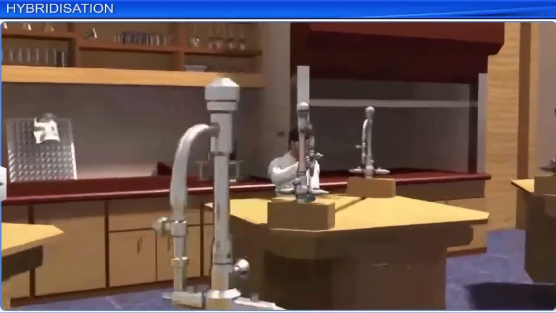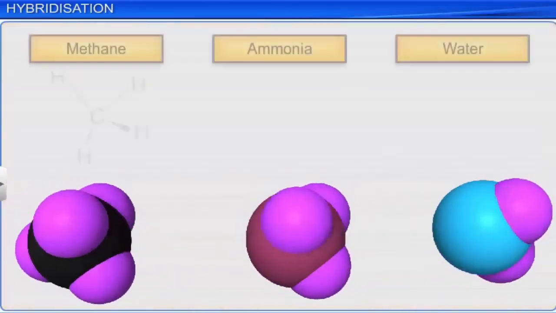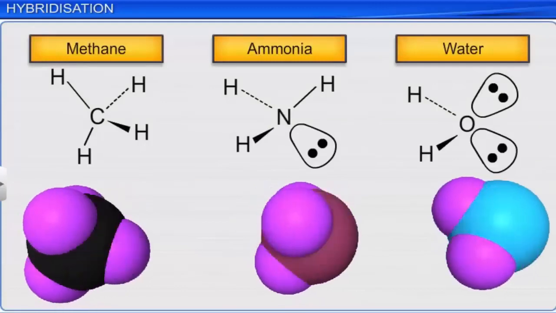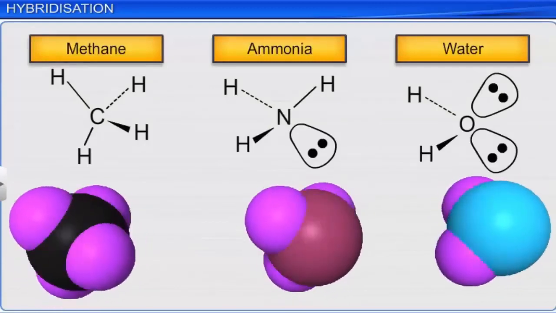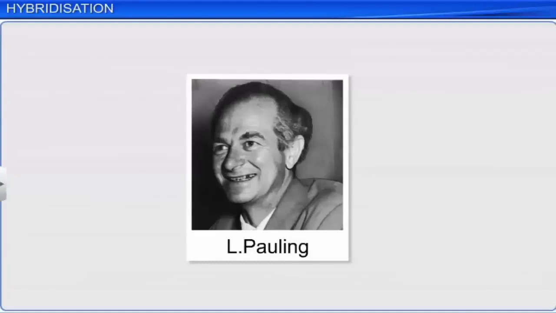During their research, scientists observed that some molecular structures found in nature could not be scientifically explained with the help of the existing understanding of atomic orbitals. Pauling introduced the concept of the hybridization of atomic orbitals to explain the existence of such molecules.